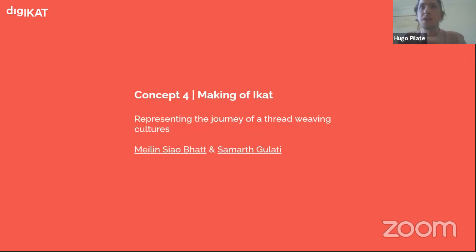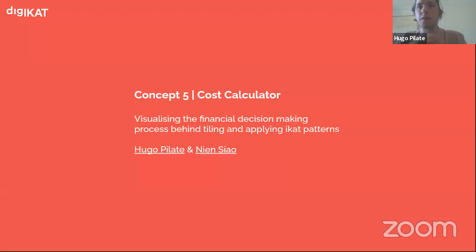Fourth one is, Melin and Samart are working on creating an interactive, almost mini website that you can go to better understand the level of intricacy and effort and detail that goes into the creation of ikat weaves. And the fifth one that I'm working on with Nen is a cost calculator, and seeing how you can visualize the financial decision-making process behind the repetition and applying the ikat patterns.